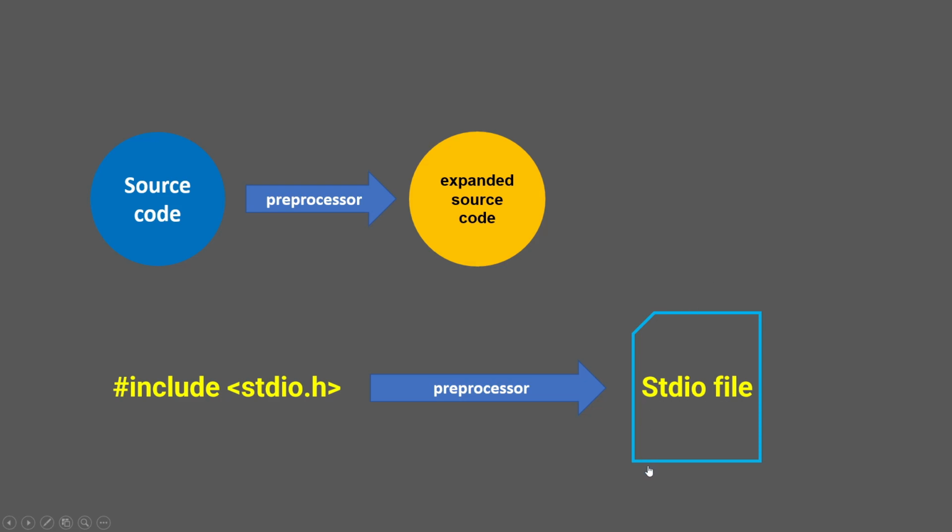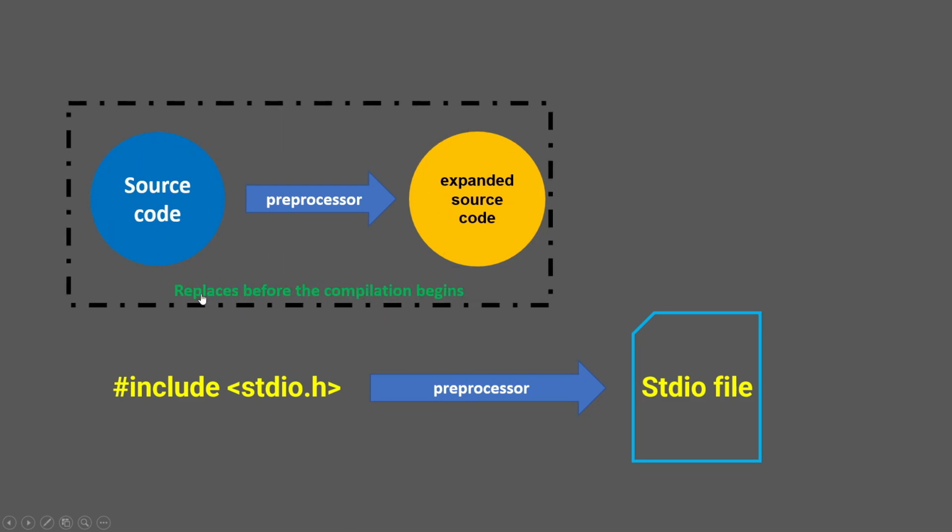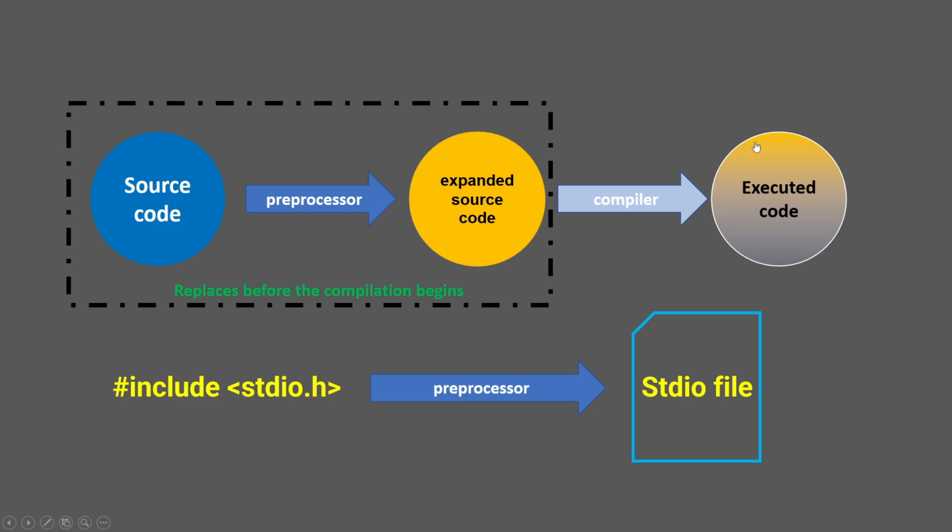So this is why it is known as expanded source code. And all this work is completed before the compilation process begins. After that, expanded source code goes to the compiler, then the compiler compiles the code and runs the code. Now, what does stdio.h mean?